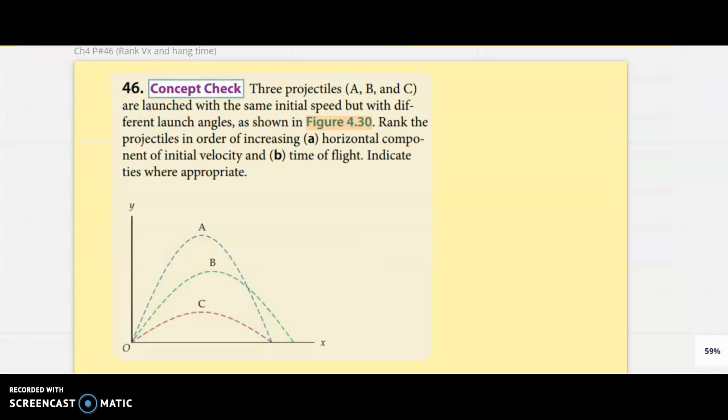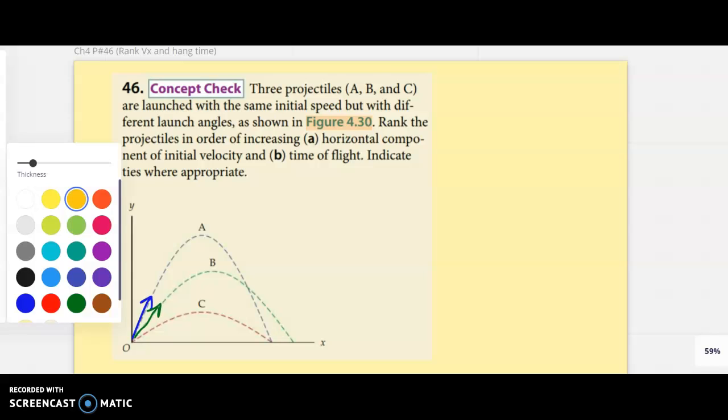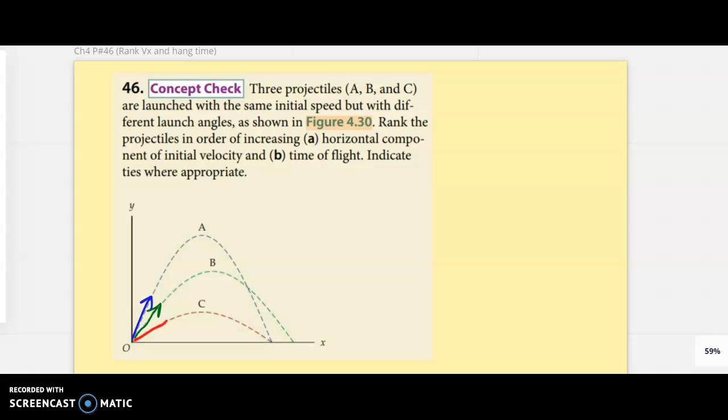46 has 3 projectiles launched with the same initial speed but with different launch angles. Rank the projectiles in order of increasing horizontal component of initial velocity. So look, they all have the same size initial velocity. It said that. So there's a vector that represents A's initial velocity. Here's a vector that represents B's initial velocity. I'm trying to draw that the same size. And here's a vector that represents C's initial velocity, like that.